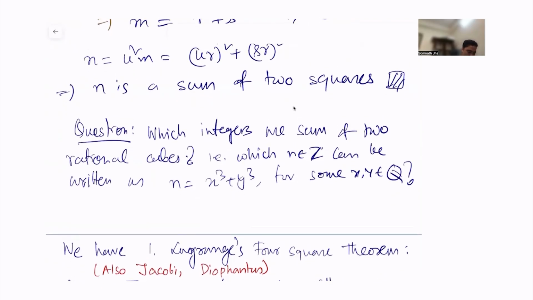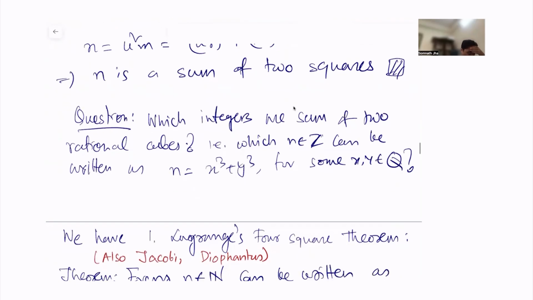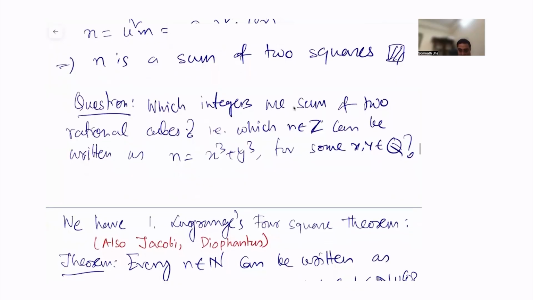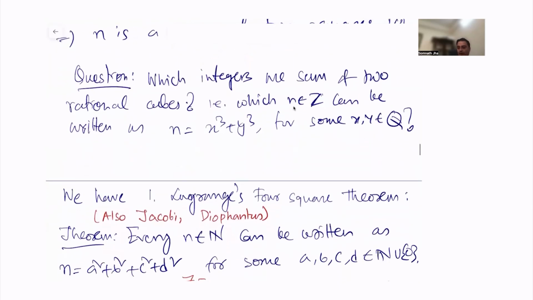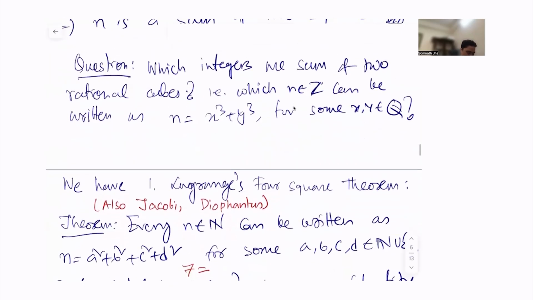The simplest or most classical case is the four square theorem. We saw the sum of two squares theorem, and this is the sum of four squares theorem. It's called Lagrange's four square theorem. There are also contributions due to Diophantus, related results of Jacobi and so on, and works of others on related topics, including Ramanujan. The theorem says that every n in N can be written as n equal to a square plus b square plus c square plus d square for some a, b, c, d. So every integer can be written as a sum of at most four squares.